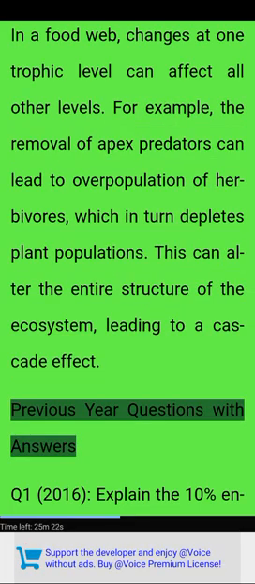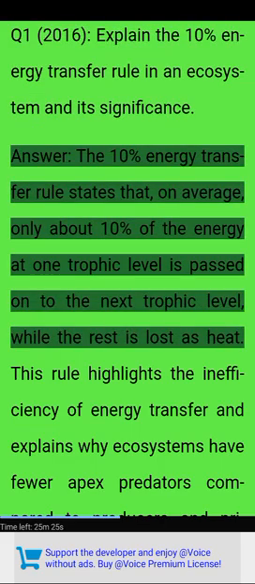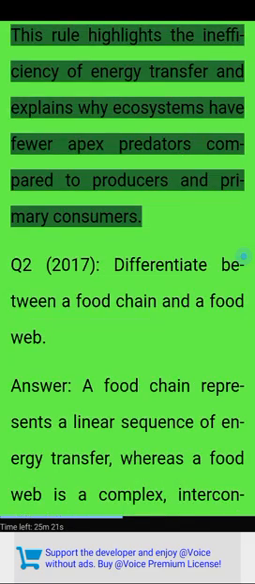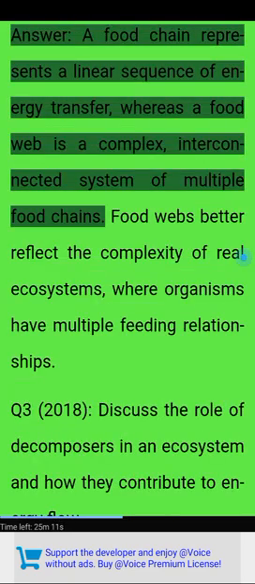Previous year questions with answers. Q1, 2016. Explain the 10% energy transfer rule in an ecosystem and its significance. Answer. The 10% energy transfer rule states that, on average, only about 10% of the energy at one trophic level is passed on to the next trophic level, while the rest is lost as heat. This rule highlights the inefficiency of energy transfer and explains why ecosystems have fewer apex predators compared to producers and primary consumers.